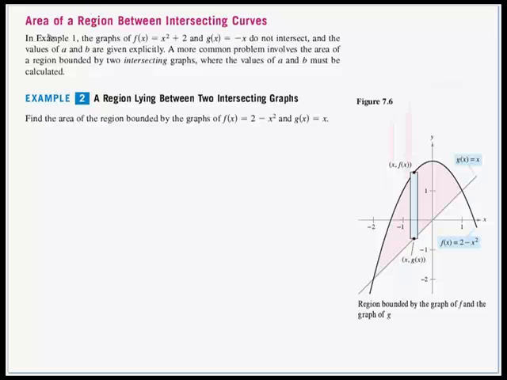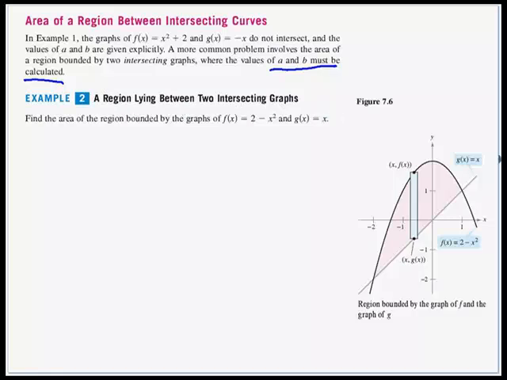Now we could also have an area of a region between intersecting curves. In example 1, the graphs of f of x equals x squared plus 2 and g of x equals negative x do not intersect at all. And the values of a and b are given to you explicitly. A more common problem involves the area of a region bounded by two intersecting graphs, where the values of a and b must be calculated. That's the biggie. So we want to find the region lying between two intersecting graphs.